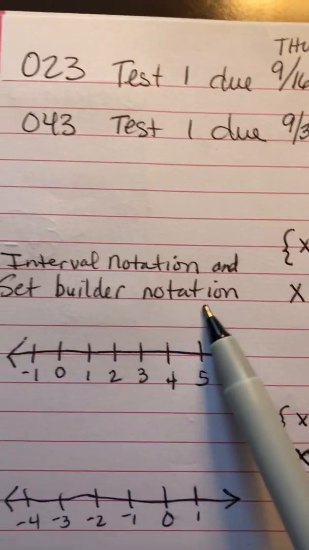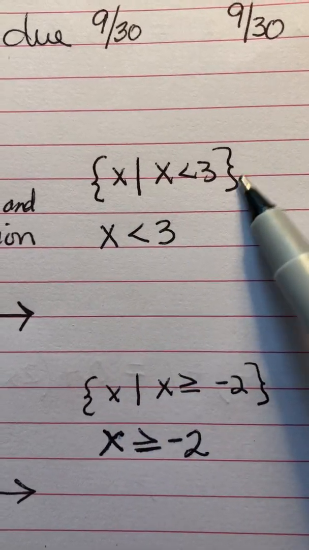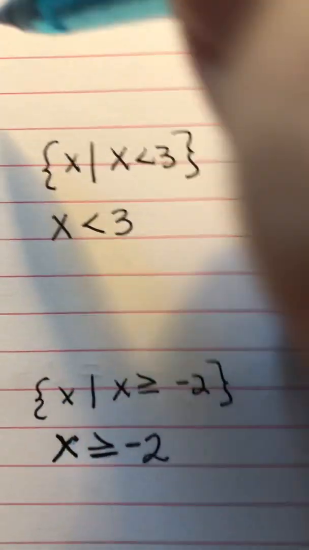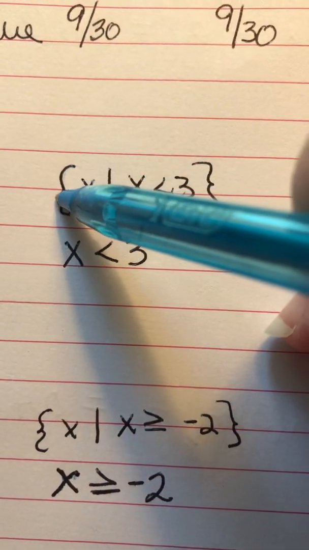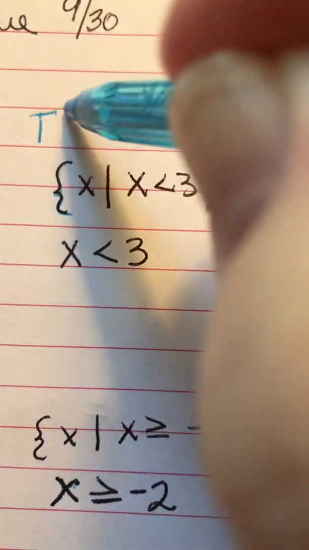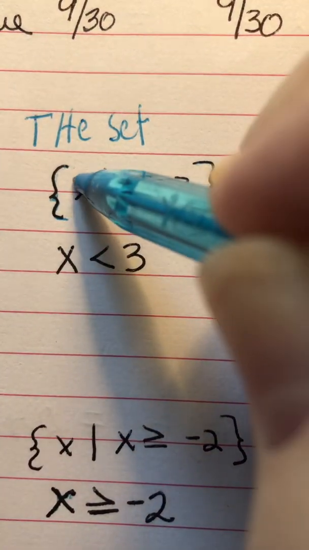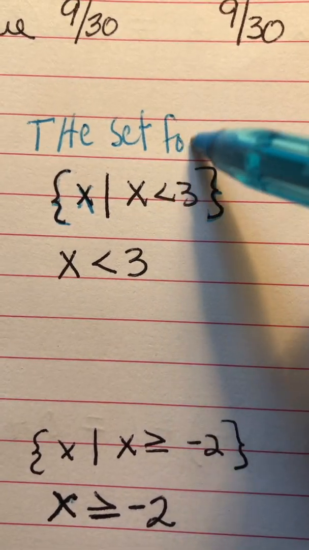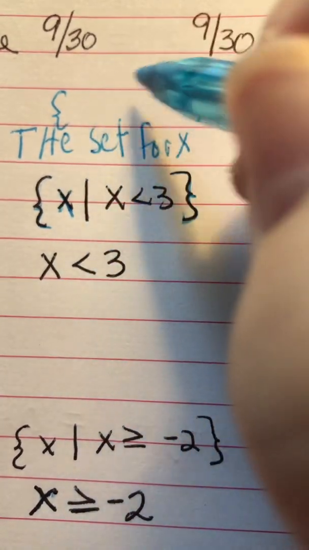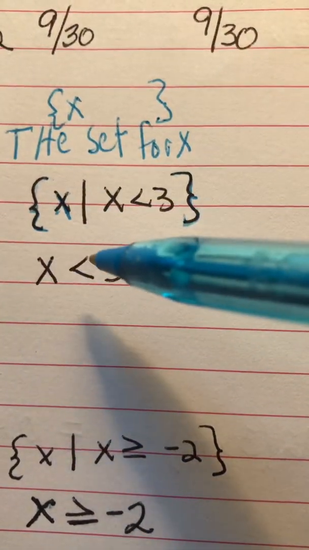Now, what they started with, when you see brackets written like this, is called set builder notation. And the bracket part of it is making a statement. If you wrote the statement in English, it would say the set of numbers for x. That part is referenced by these brackets, and the x means the set of numbers for x.